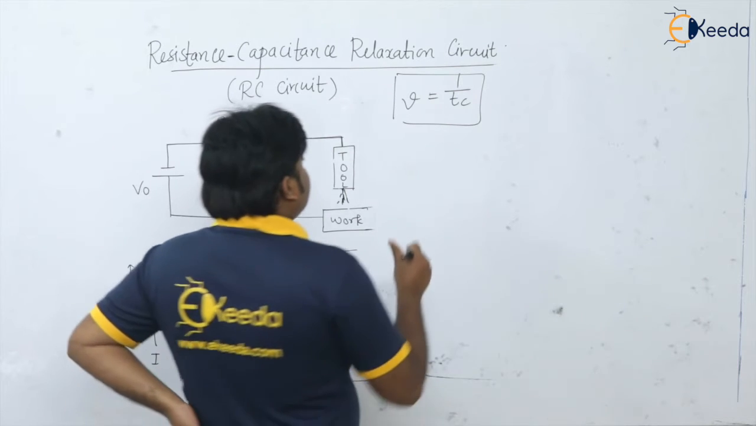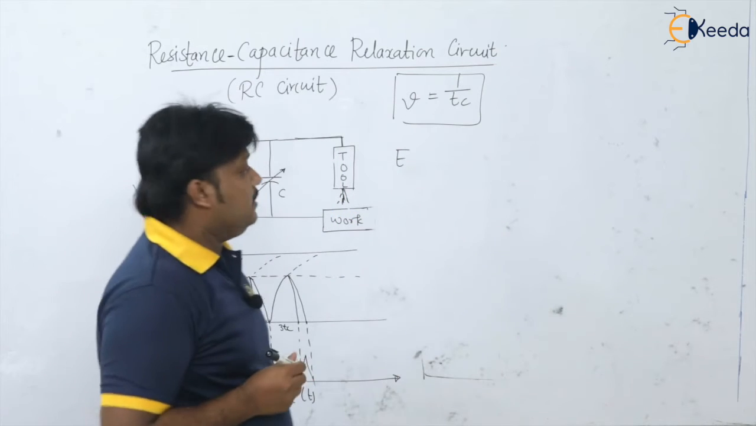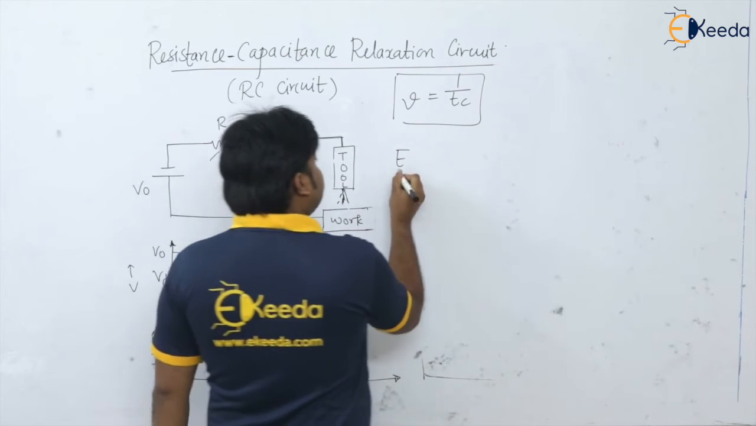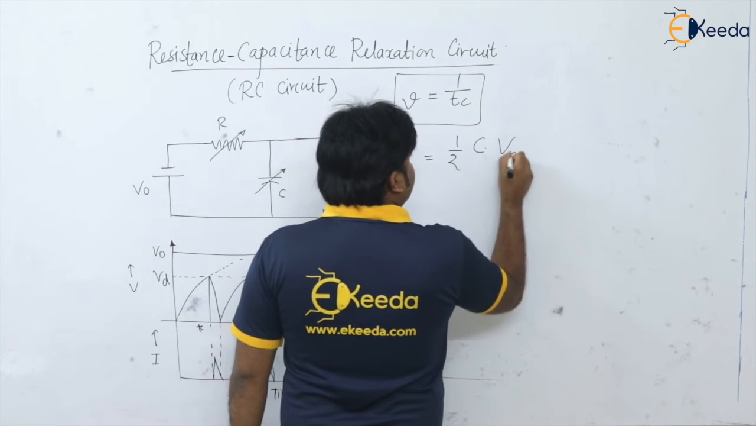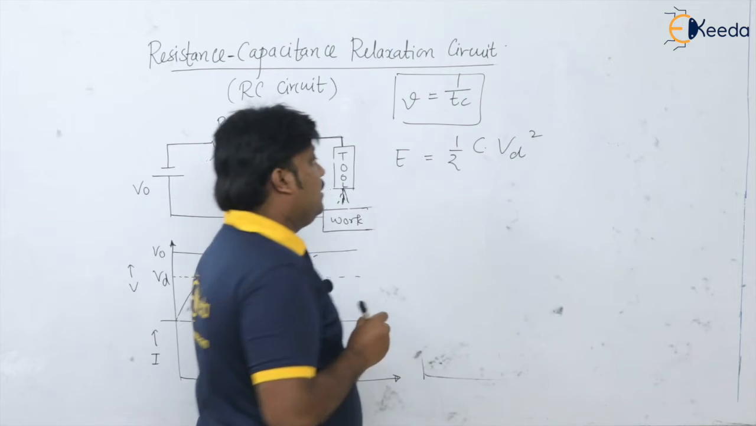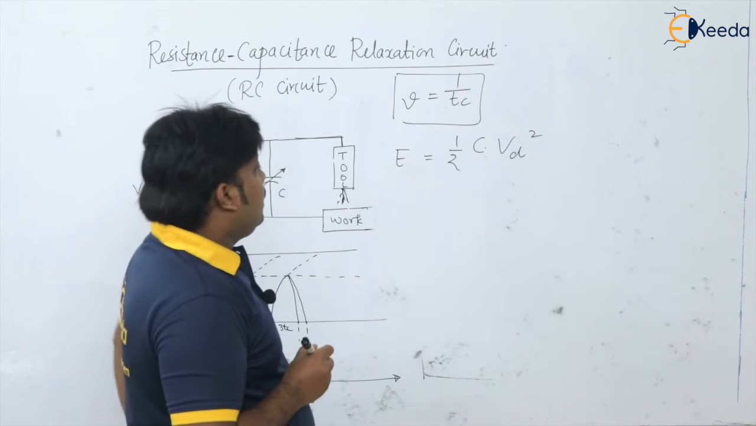Now see, if the energy released per spark I write as E, so E is equal to half into C times VD square, where VD is our discharge voltage and C is our capacitor.